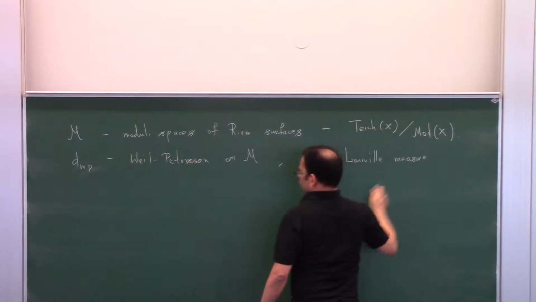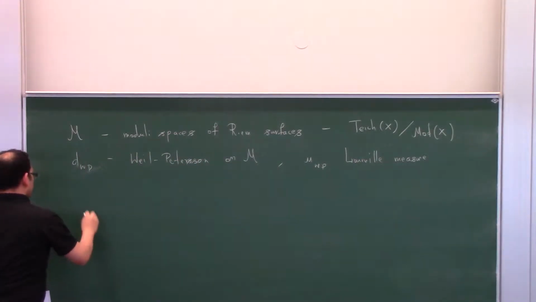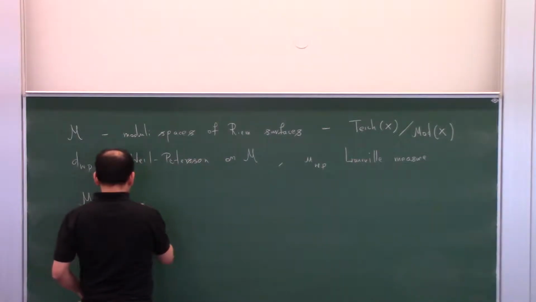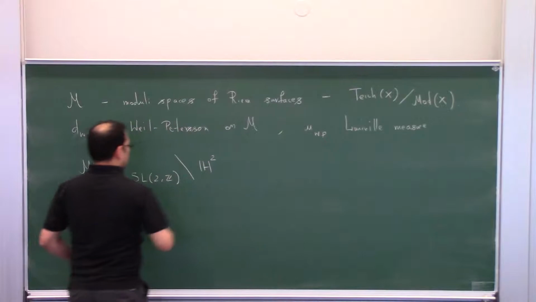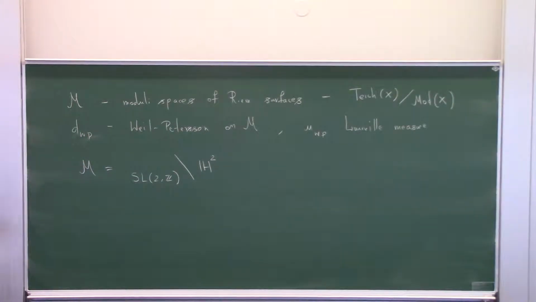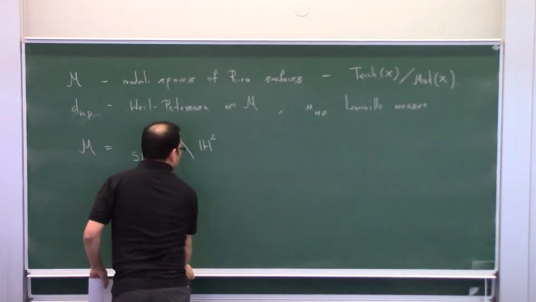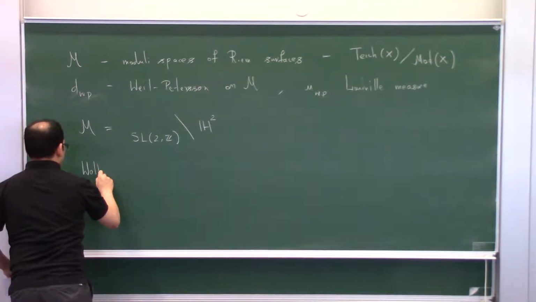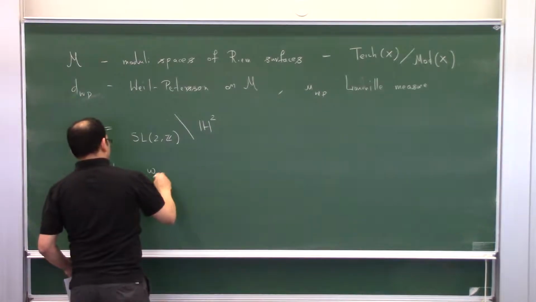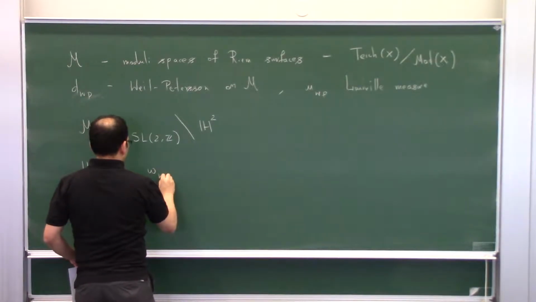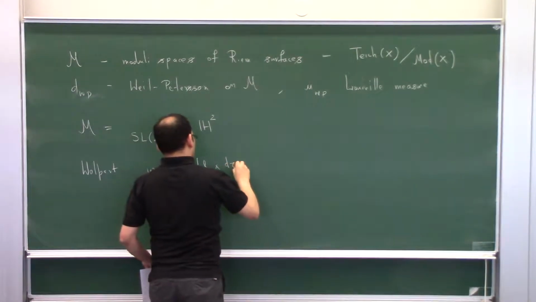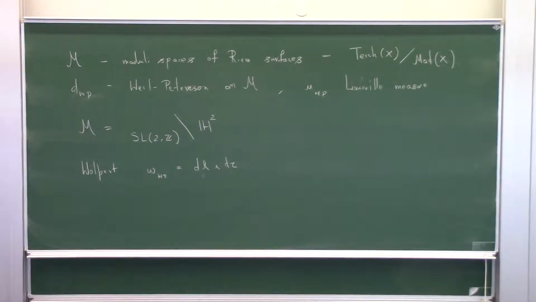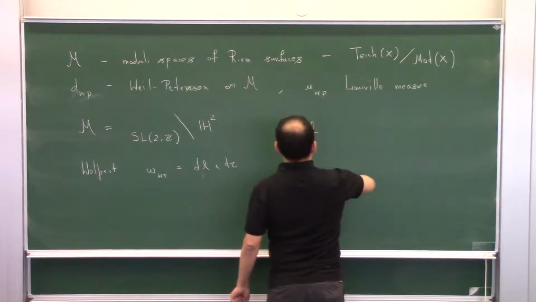As an example, if I were to consider the punctured torus, we have M, which is the quotient of H2 by SL2(Z). Then on this moduli space we have a Weil-Petersson metric, and by Wolpert's result, the area form in the Weil-Petersson metric looks like dl wedge d tau, where these are the Fenchel-Nielsen coordinates on the modular surface.